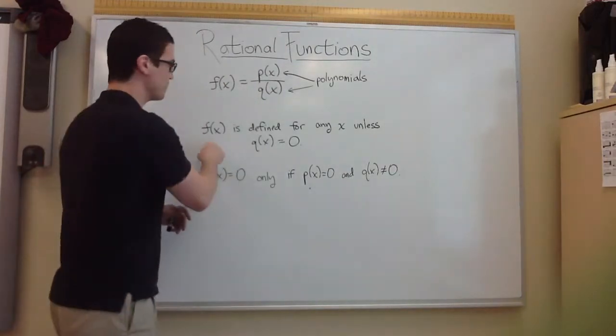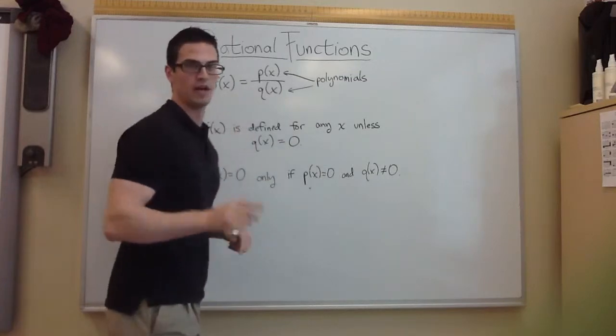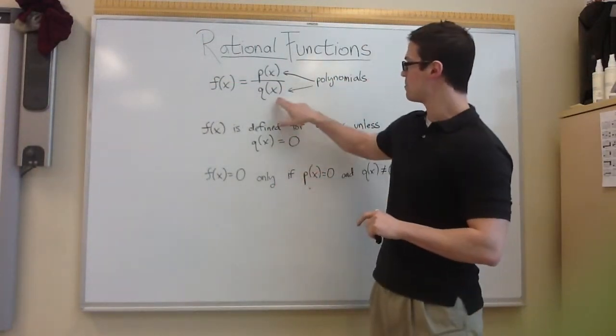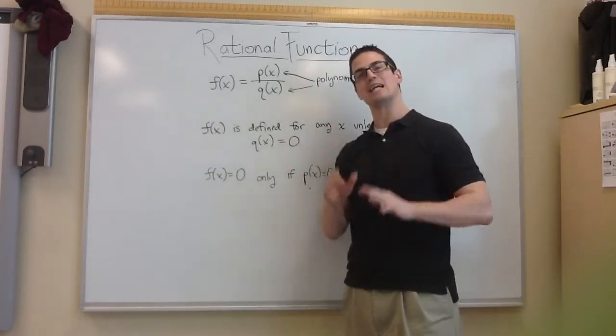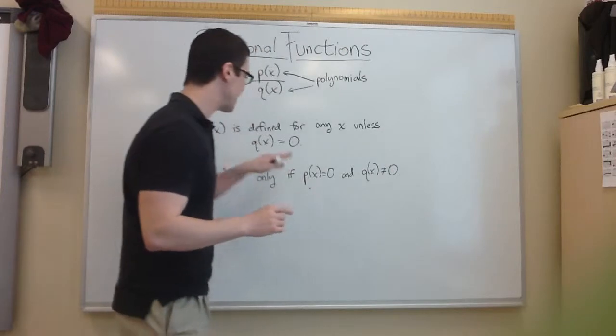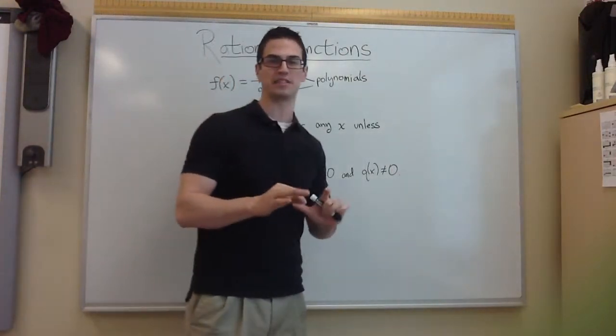And f of x is defined for any x unless q of x equals 0. That's really important to understand, especially when we start getting into asymptotes. This bottom number cannot be 0 because you cannot divide by 0. It's impossible, it's undefined. So f of x will not be defined if q of x is equal to 0.